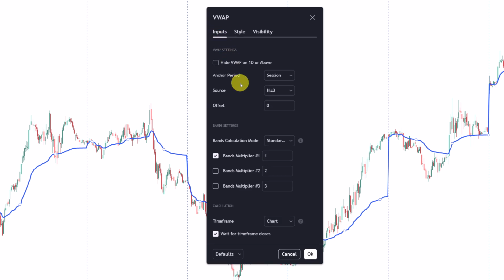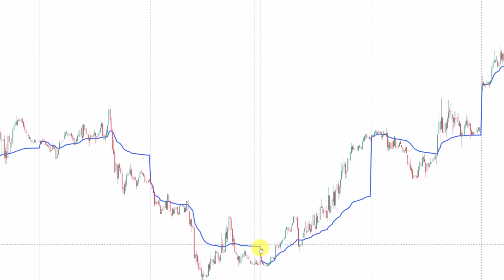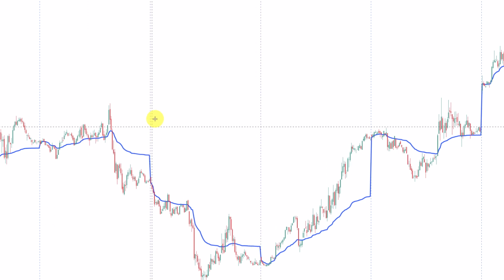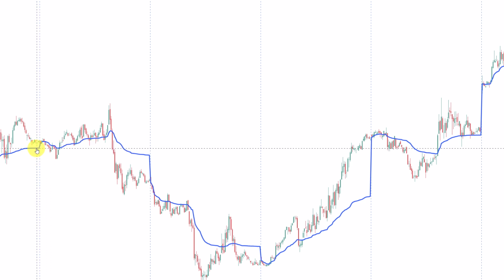By default, you will see that under anchor period, it's set to session. This means that the VWAP resets every single day. You can see it always resets at midnight. Those vertical breaks here are the midnight breaks, and you can see at midnight, it always resets. By default, the VWAP is mostly used for intraday, day trading.